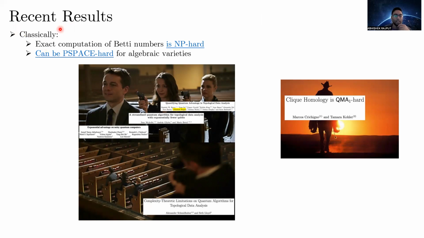Before I get into some of the more interesting results, I should point out that classically there are a few things that are known about the complexity of computing these Betti numbers. The exact computation of the Betti numbers is generically NP hard, and it can even be PSPACE hard for certain types of topological spaces, namely what are known as algebraic varieties. So the question is, what can be said about the computational complexity of doing this on a quantum computer? A lot of these recent results are about that.